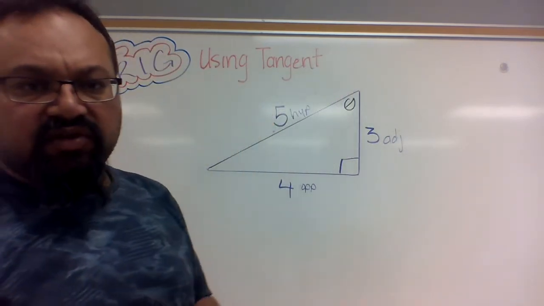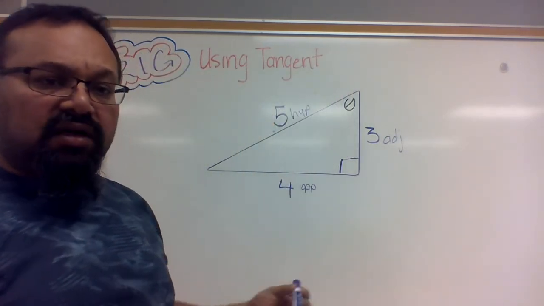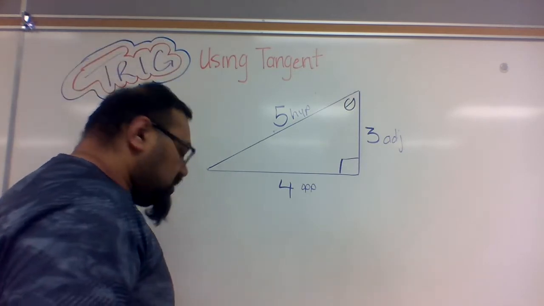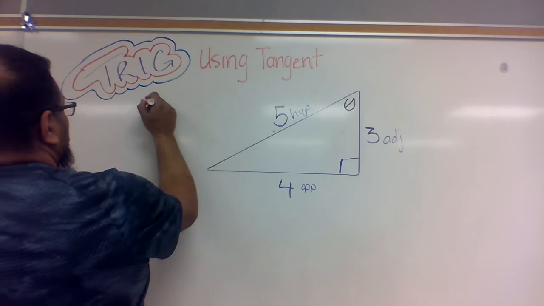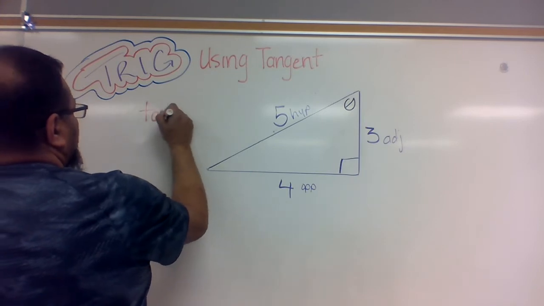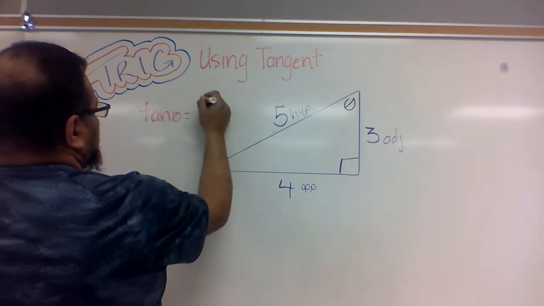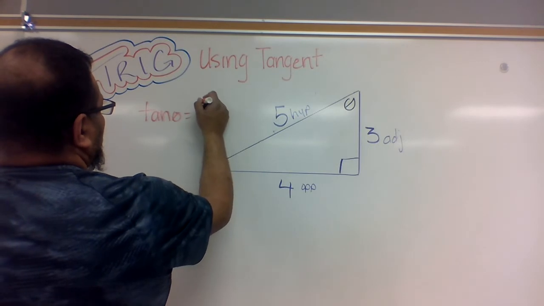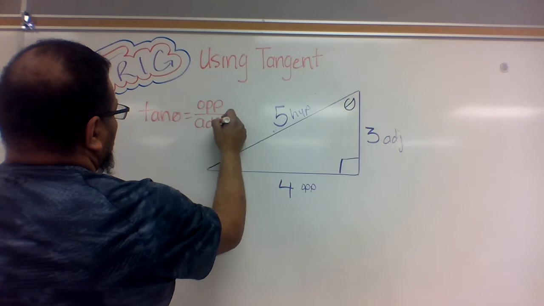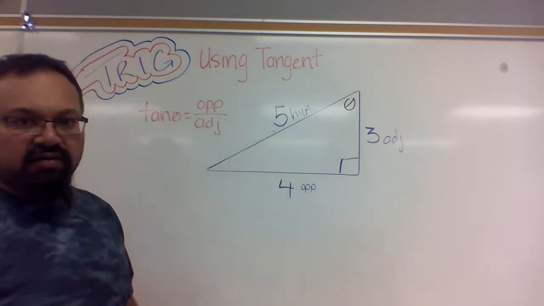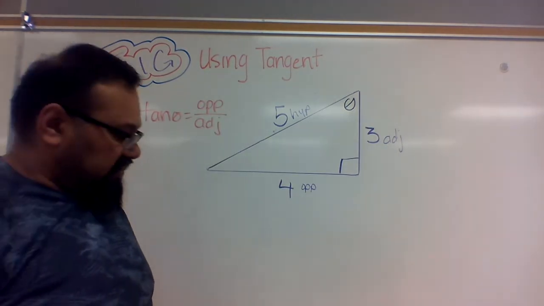Now, in trying to set up this formula and figure out the degrees of the angle we're looking for, we've got to go back and set up the ratio. The ratio for tangent is that tangent of theta is equal to the opposite over the adjacent, right? We know that. That's been stated there.